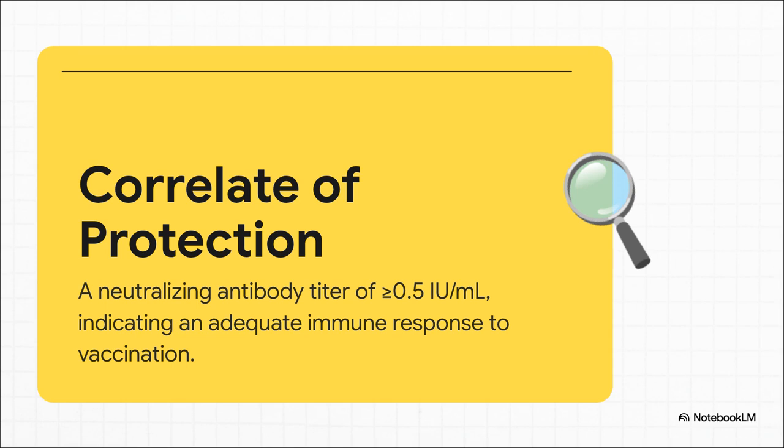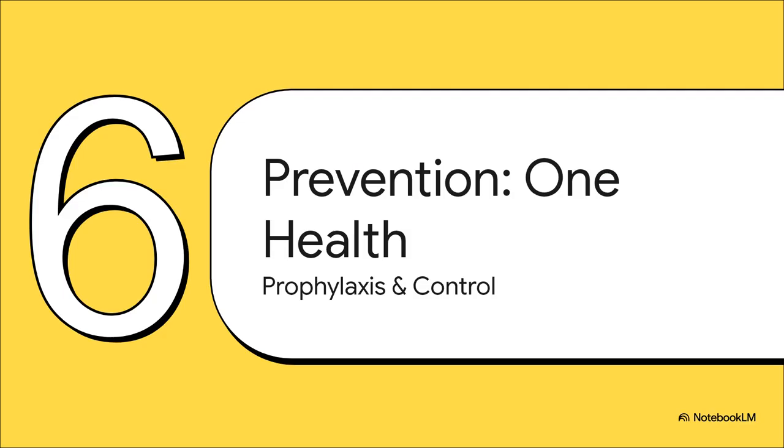So, what's the magic number that tells you a vaccine has worked? It's this: 0.5. A neutralizing antibody titer of 0.5 international units per milliliter or higher. When you run a serology test like the RFFIT and you get that result, that's the threshold. That tells you, okay, this person's immune system is primed and ready. They are protected.